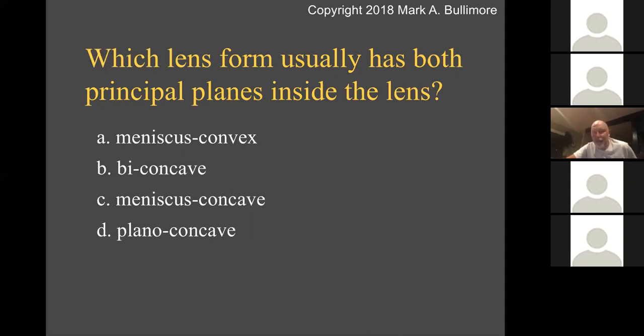Okay, remember for a meniscus, one of the principal planes is always outside the lens. For plano convex or plano concave, one of the principal planes is in the curved surface. So it's when you've got a biconcave or a biconvex that you'll have both principal planes inside the lens.